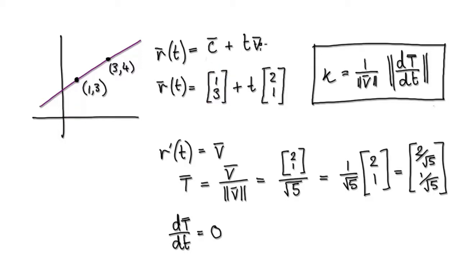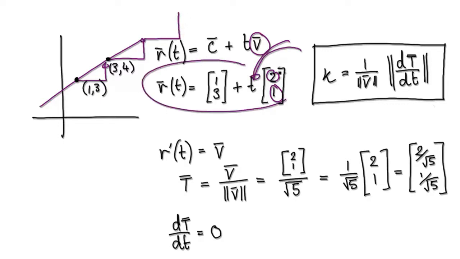And then this is your vector here. So 2 across and then 1 up. A second later, it would do another 2 across and 1 up, and then another increment of time would be 2 across and then 1 up, and so on. This thing here describes this straight line.